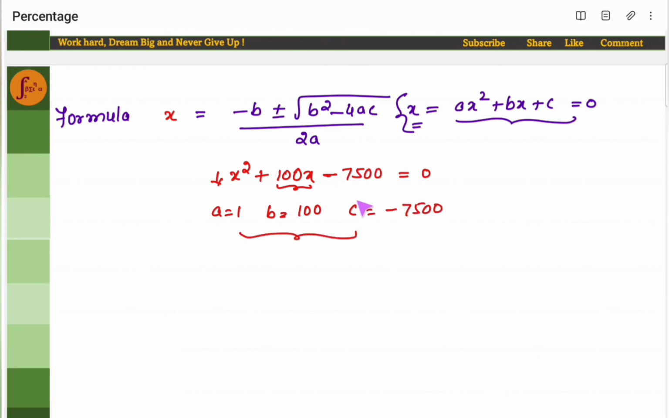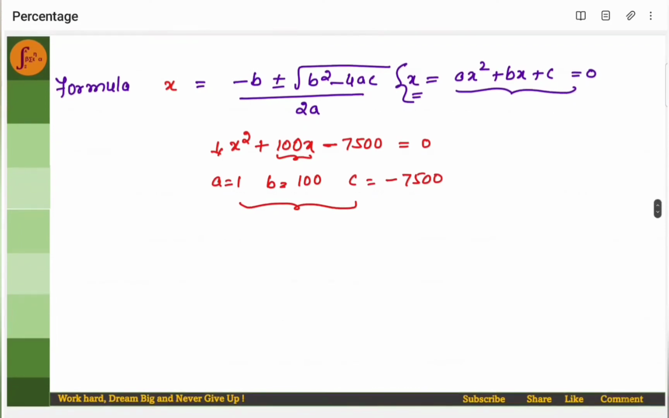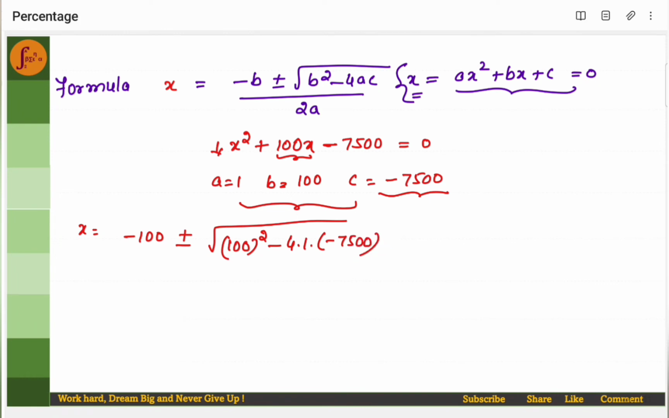Now you substitute all these values in this formula. You have plus and minus. So first calculate with plus, then calculate with minus, and then you'll get the values of x. I can quickly show the steps. x is equal to minus b, that is minus 100, plus or minus root of b square, b square is 100 square, minus 4 into a, a is 1, c is this much, minus 7,500, and then I'm going to divide by 2 into a, 2a, a is 1.